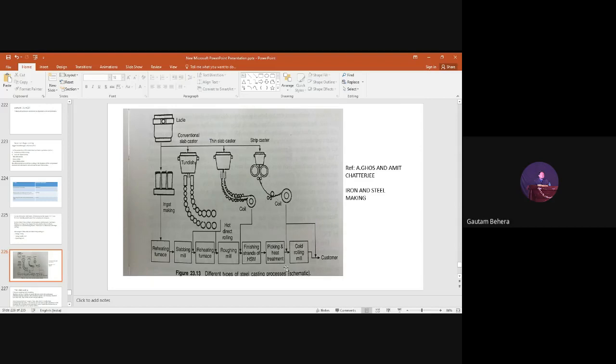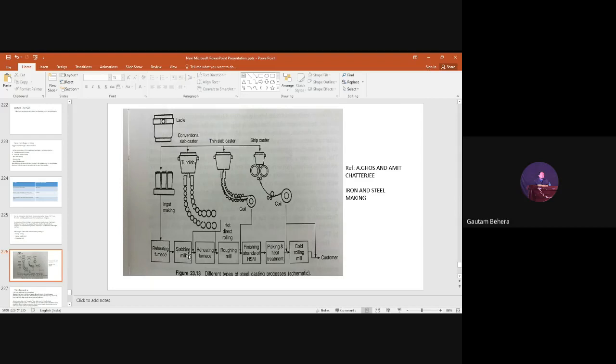And I will explain the process here. You can see this is the ladle, which carries liquid steel. And here you can see ingot casting. The liquid steel is poured into the molds, and from the mold we'll get an ingot. So this is not a continuous process, this is a batch process. We'll pour all the molds, and after solidification we'll get different ingots, and they go to the reheating furnace. So it is heated again.